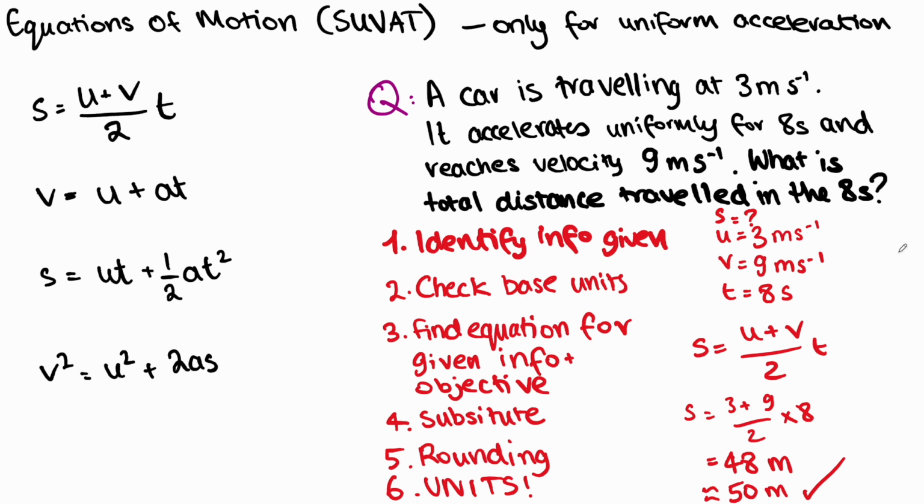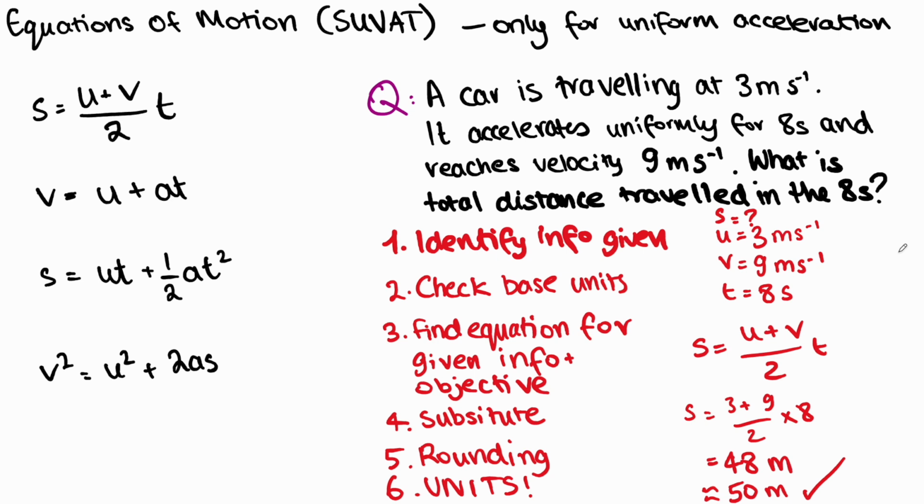Now, the first thing I would do with this question is identify all the information they've given us. So first, what are they asking? They're asking for the total distance or displacement. So I would write S with a question mark to remind ourselves that's what we're looking for. Then we've got U, which they've told us in the question, is 3, V is 9, and T is 8.